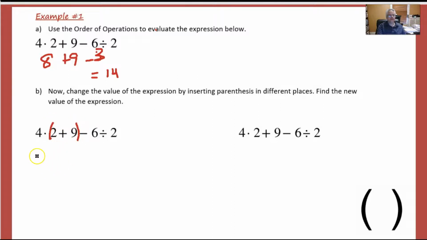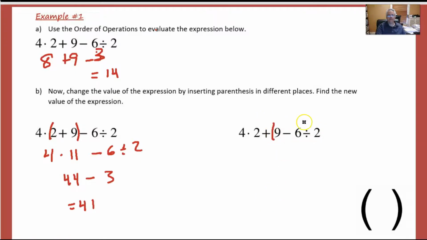That forces us to do this addition first. So we have 4 times 2 plus 9 is 11, minus 6 divided by 2. Multiplication here is going to be first, so that'd be 44. The division would be second. We get 44 minus 3, which is 41. Very different than what we had before. All right, how about here?